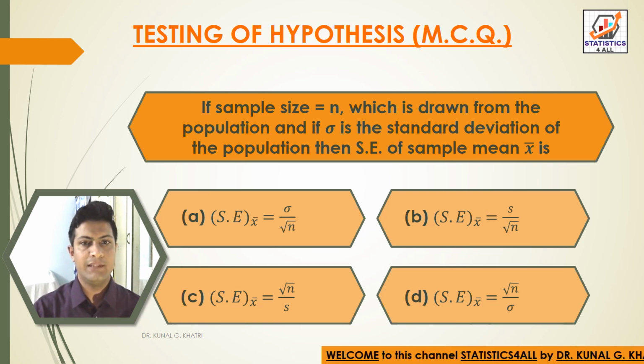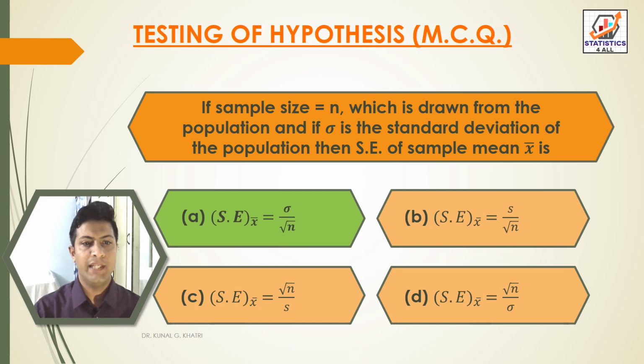So here we have answer option A, standard error is equal to sigma upon root n. If sample size is equal to n, which is drawn from the population, and if sigma is the standard deviation of the population, then standard error of sample mean is sigma upon root n.